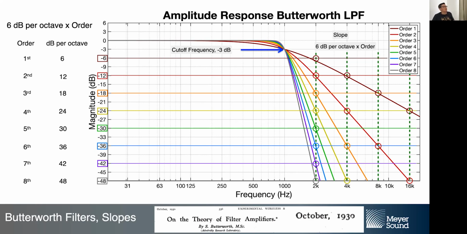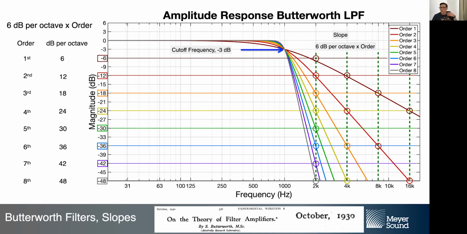So if we go 1 octave above the 1 kilohertz frequency, we could see that we are using 2K because it's the next octave above 1K. And the next octave above that is 4K, of course. And if you see each one of the traces, let's just see the order number 1. As you can see, 1 octave above the cutoff frequency, we're near 6 dB of attenuation.